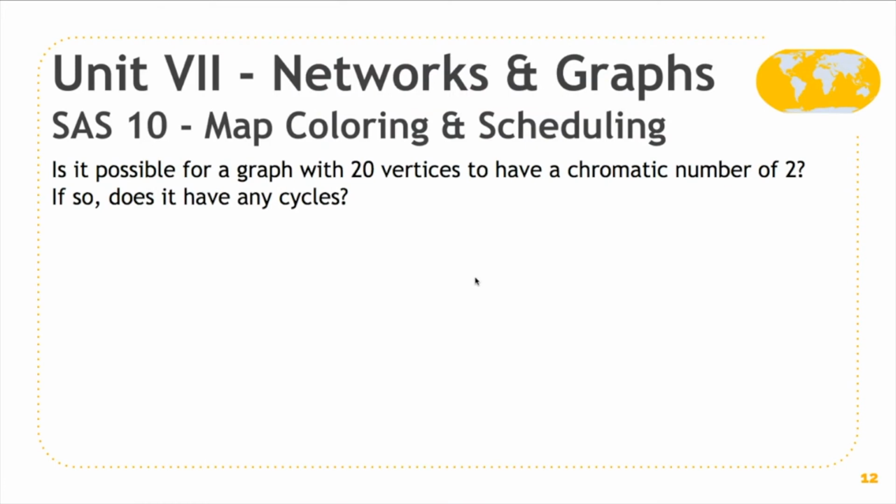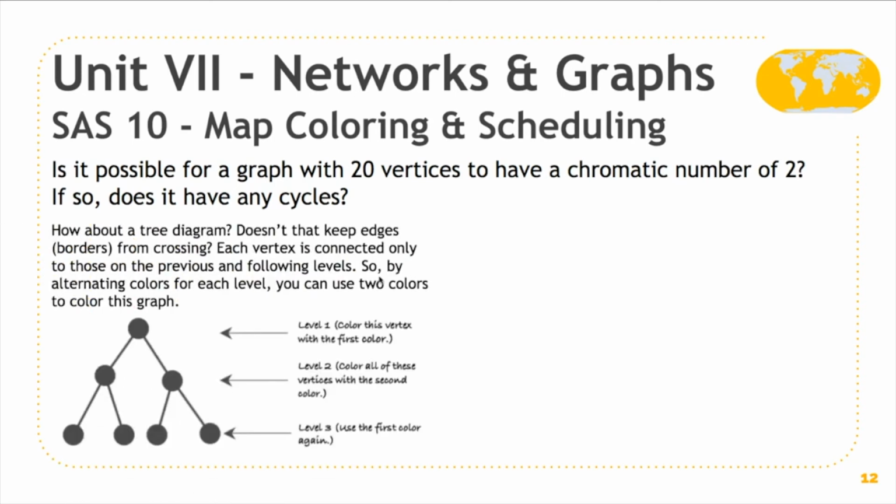Is it possible for a graph with 20 vertices to have a chromatic number of 2? If so, does it have any cycles? Well, I don't know. Let's look at it this way. How about a tree diagram? Doesn't that keep edges or borders from crossing? Yes. Each vertex is connected only to those of the previous and following levels. So by alternating colors for each level, you can use two colors to color this graph.